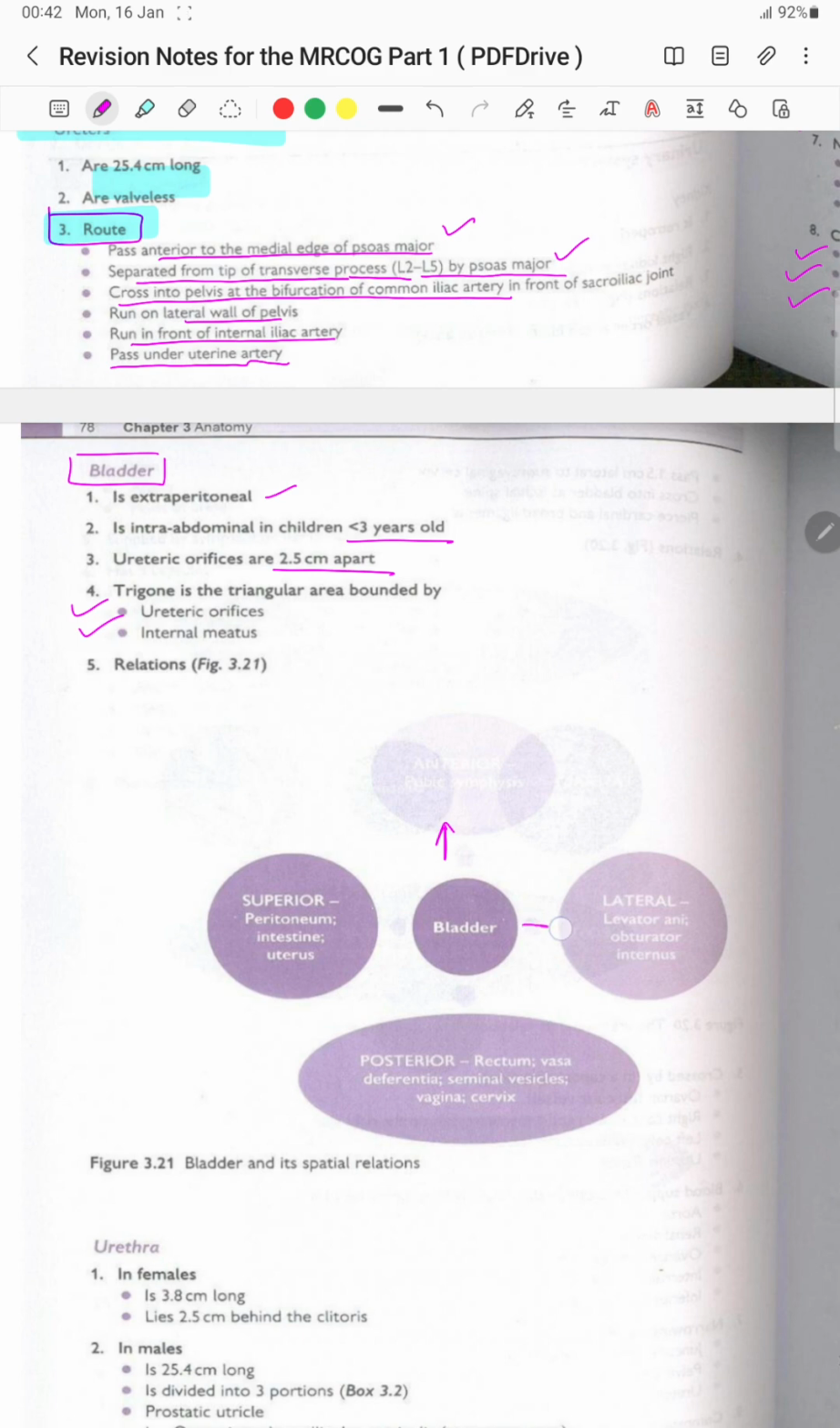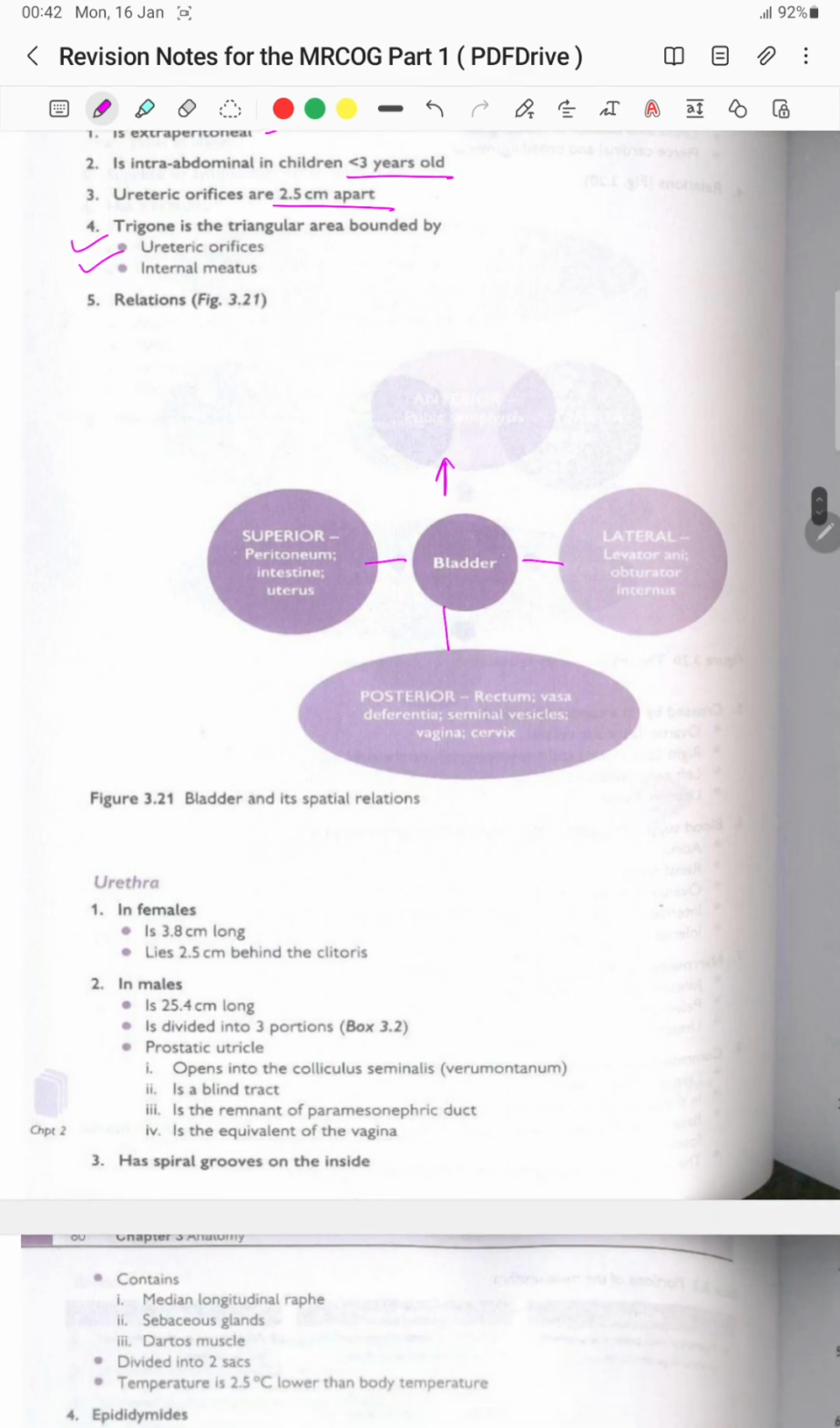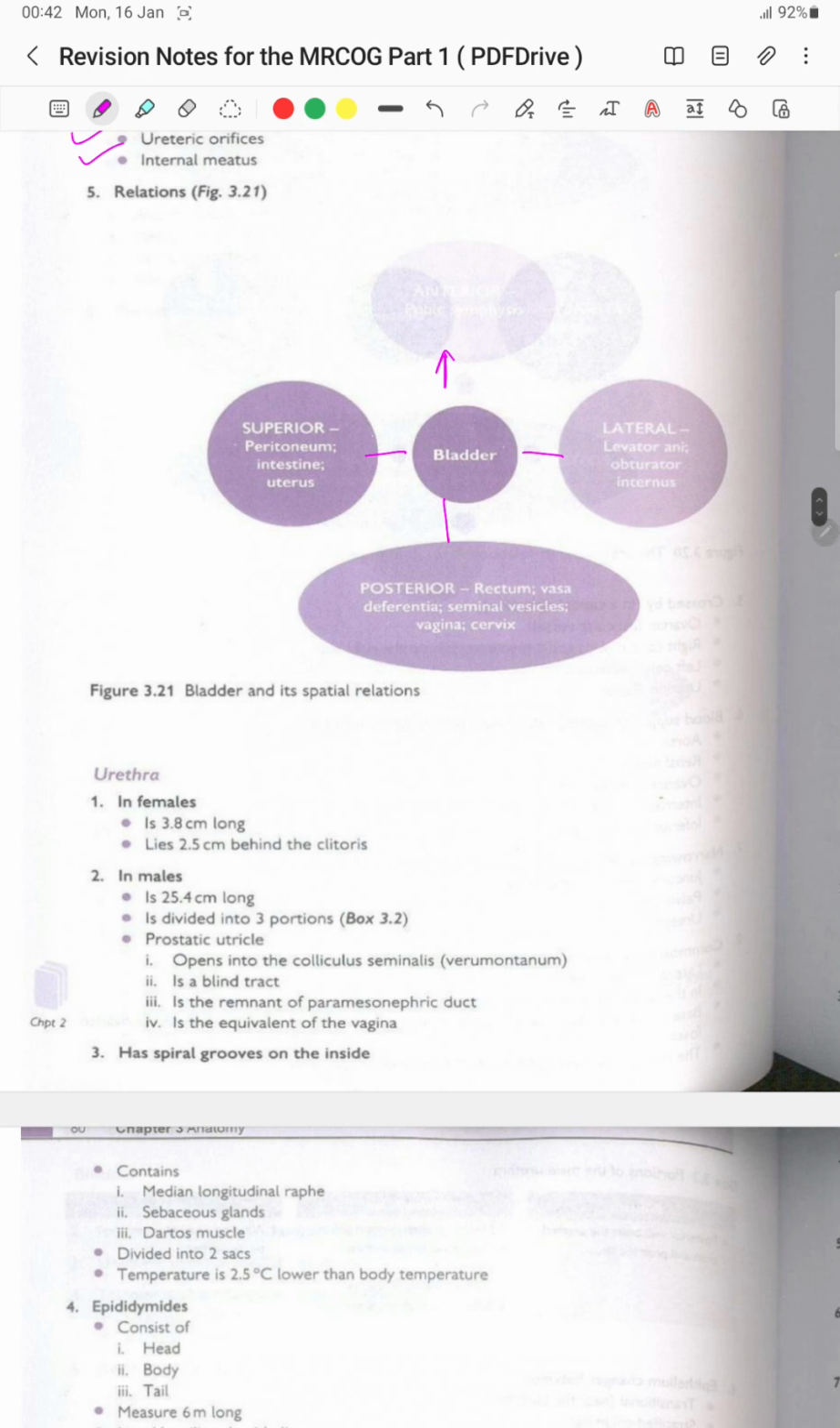On the lateral side there is the levator ani and obturator internus. On the superior side, the peritoneum, intestine and the uterus, and on the posterior side, the rectum, the vas deferens, and seminal vesicles, and the vagina and cervix.